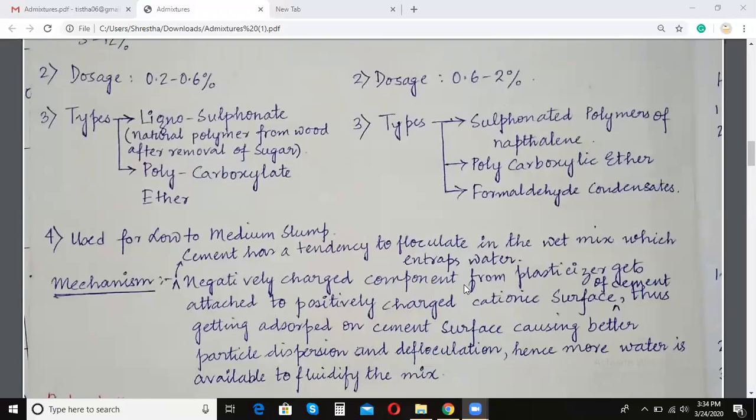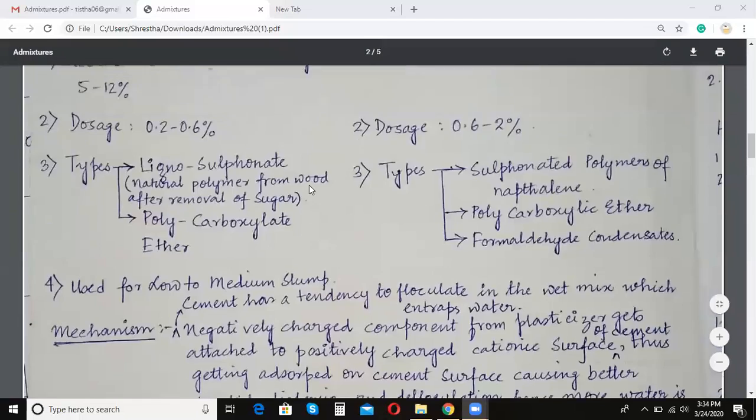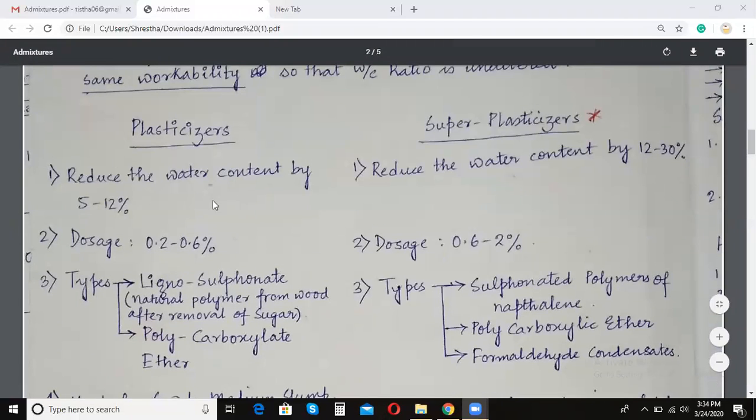Okay, so you can just Google the mechanism if you want to know more about it, but it is not required that much. What is required is the function or the methods in which plasticizers and super plasticizers are enhancing the properties of concrete, and the dosages. Okay, the dosage and the reduction rate of water content is required, and certain types.